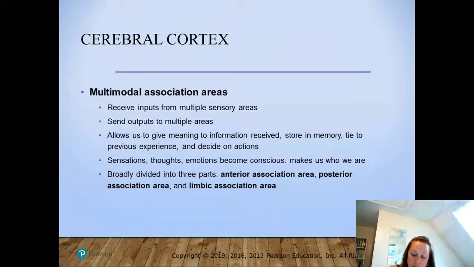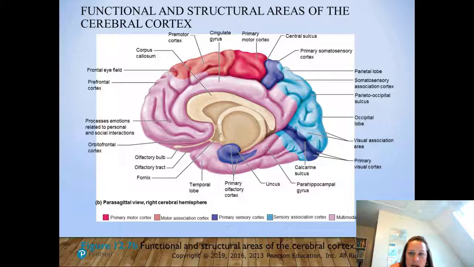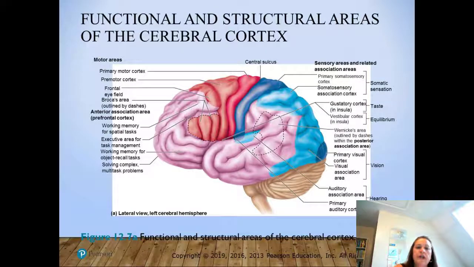And then we get to what are called the multimodal association areas. These are going to be for planning and consciousness, things like recognizing patterns for a complete understanding. We have an anterior association area of the prefrontal cortex, posterior association area, which is sort of located in the parietal and occipital lobes, and then the limbic system, which we'll get to in a minute. So the prefrontal cortex: intellect, cognition, recall, personality, judgment, reasoning, right? And if we look and see where that is, it's going to be again up in this pink area, anterior association area.